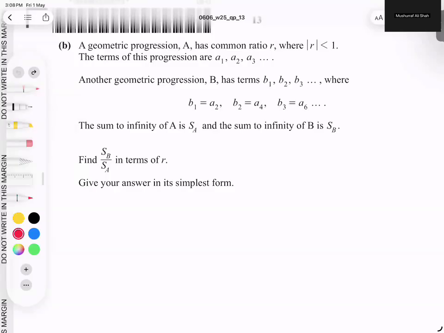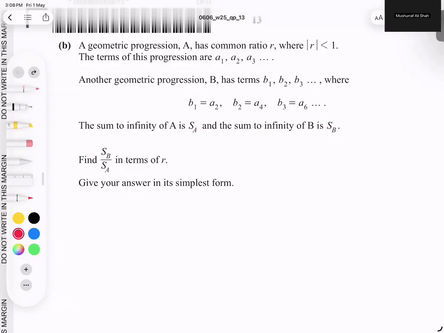there are two sequences. Progression A has common ratio R, which is less than 1, and terms A1, A2, A3. The second geometric progression is B1, B2, where B1 is basically the second term of the first progression and B2 is the fourth term of the first progression. So it is very clear. The sum to infinity of A is SA, the sum to infinity of B is SB. We have to find SB over SA.